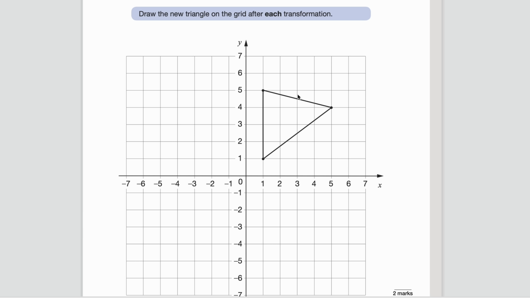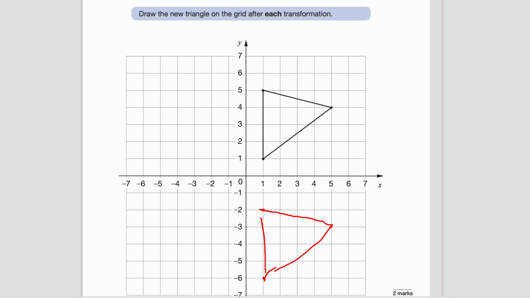So let's draw the points. 1, 2, 3, 4, 5, 6, 7. Put my point there. Next one. 1, 2, 3, 4, 5, 6, 7. That's there. And finally this one. 1, 2, 3, 4, 5, 6, 7. Pop that there. So, like I mentioned, you'd use a ruler, but I've not got one. So that looks dreadful, but you see what I mean.